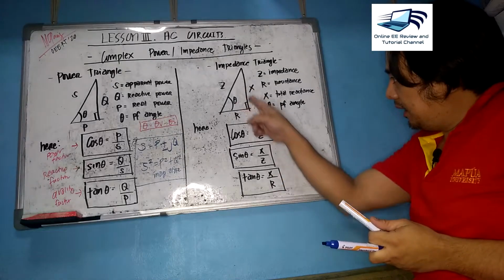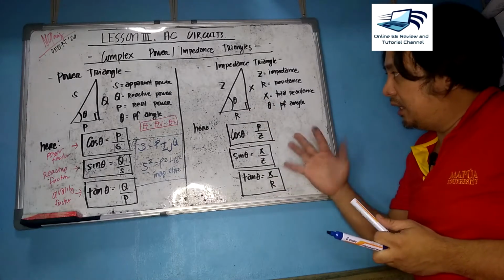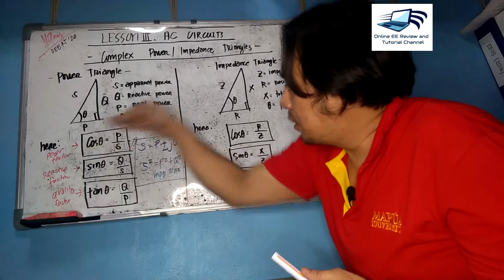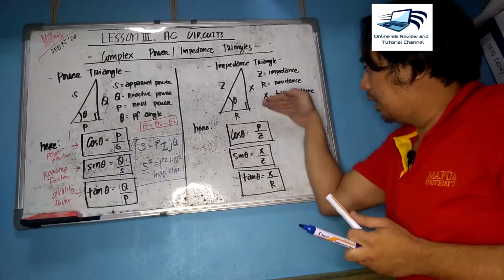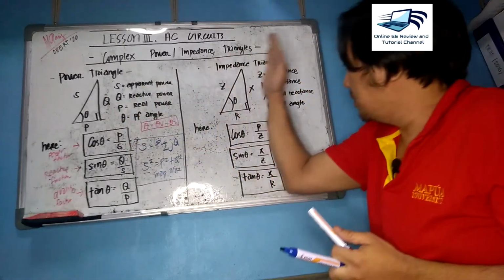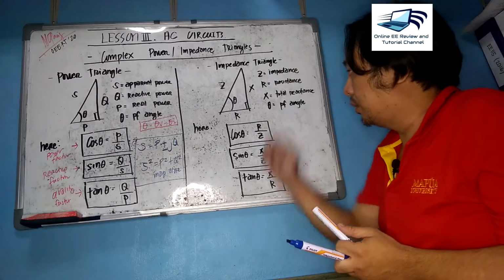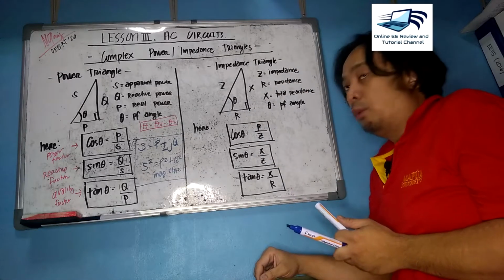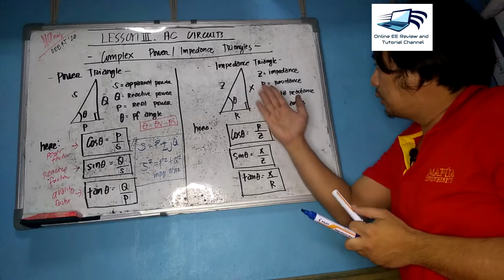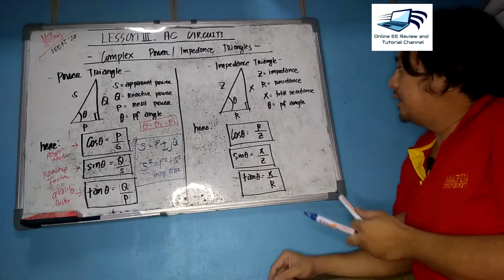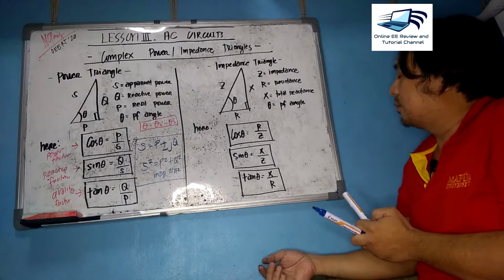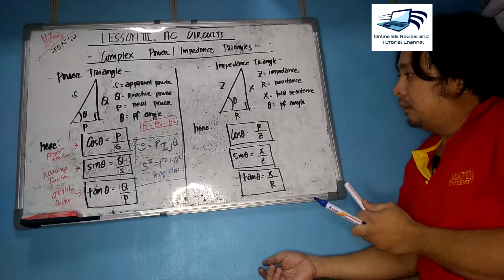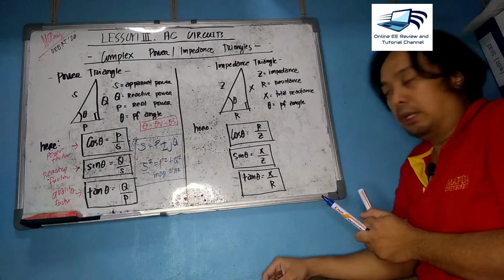Now, let's go further to the impedance triangle. You have the Z, X, and R. Please take note that the P here is the horizontal, the R is the horizontal, and the Q is the vertical line, which is also your X or reactive component. The Z here is the total impedance in magnitude, R is the resistance, X is the total reactance or total reactive component, and theta, as usual, is the power factor angle.